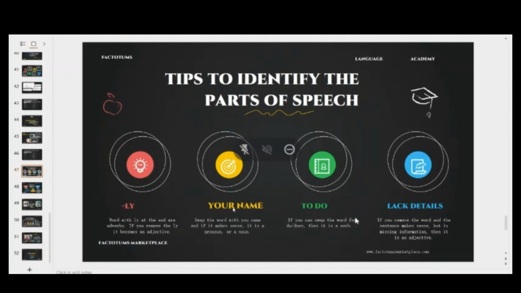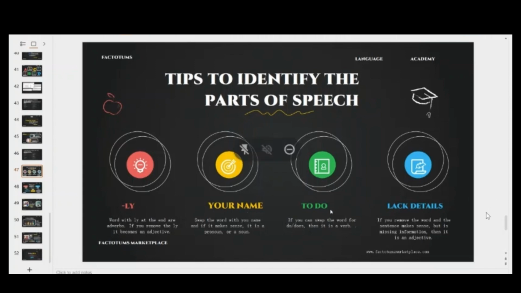For example, when we're referring to names of things, an easy trick is, in the sentence, if you don't know what the function of the word is, try to remove the word and put your name. If you can put your name in the place of that word and it makes sense, then it's a noun or a pronoun. So that's another trick to identify the words.